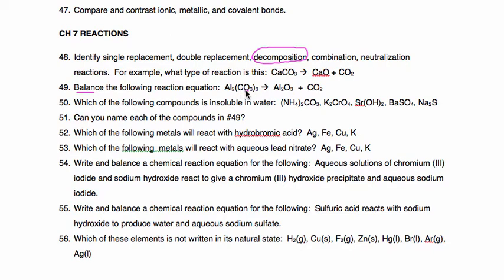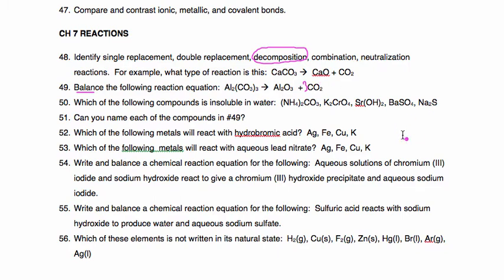Carbons, we've got 3 on the left, 1 on the right, so I fixed the problem. I put a 3 there. Okay? And now we look at our oxygens. I've got 9 oxygens on the left. I need 9 on the right. I've got 6 and 3, that's 9. It checks. We're done. All right, the next one is a solubility question.